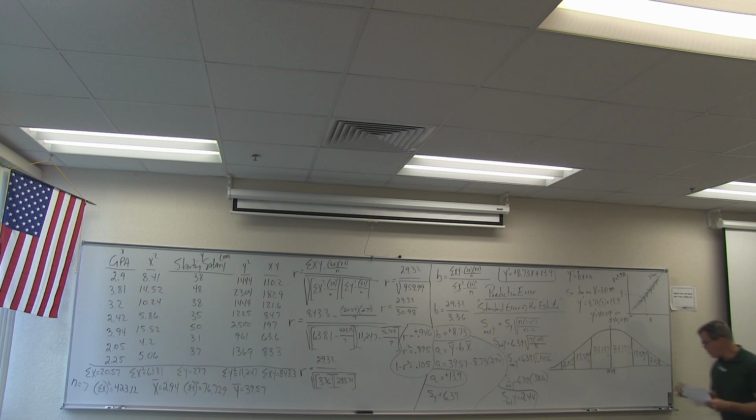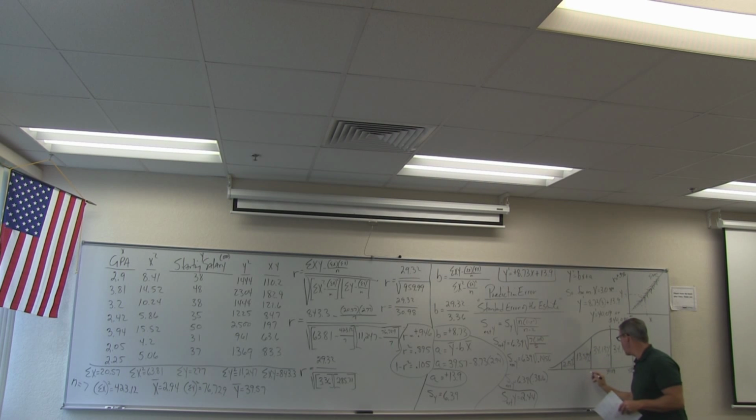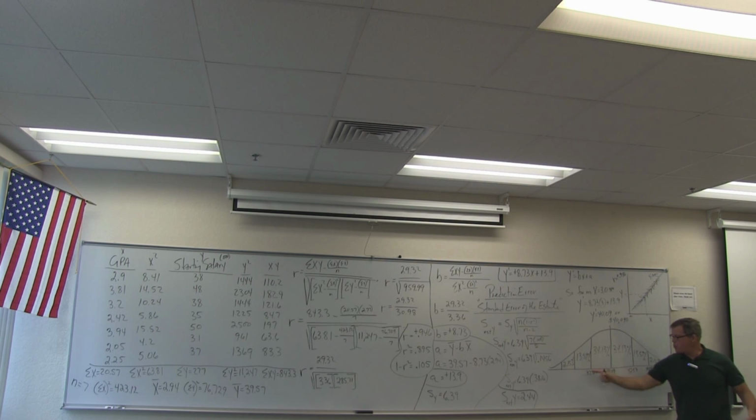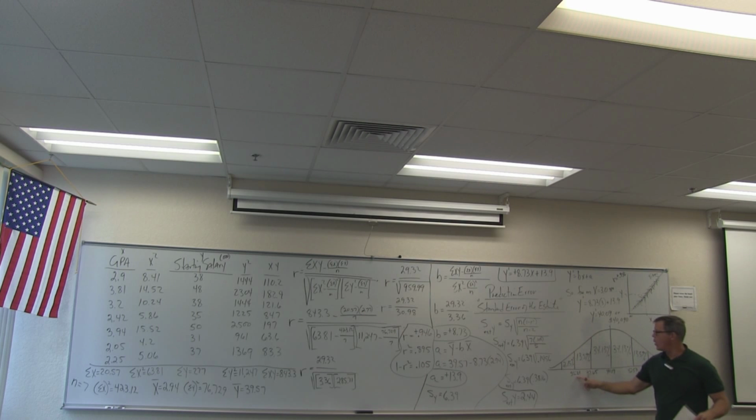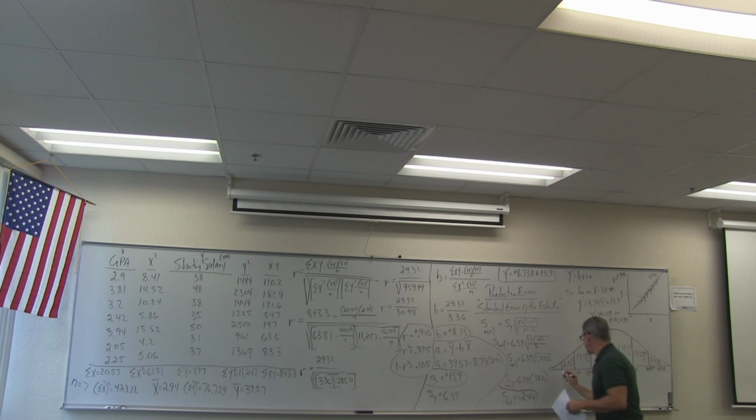40.09 plus 2.44 is 42.53. 42.53 plus 2.44 is 44.97. 44.97 plus 2.44, 47.41. 40.09 minus 2.44 is 37.65. 37.65 minus 2.44, 35.21. 35.21 minus 2.44, 32.77.